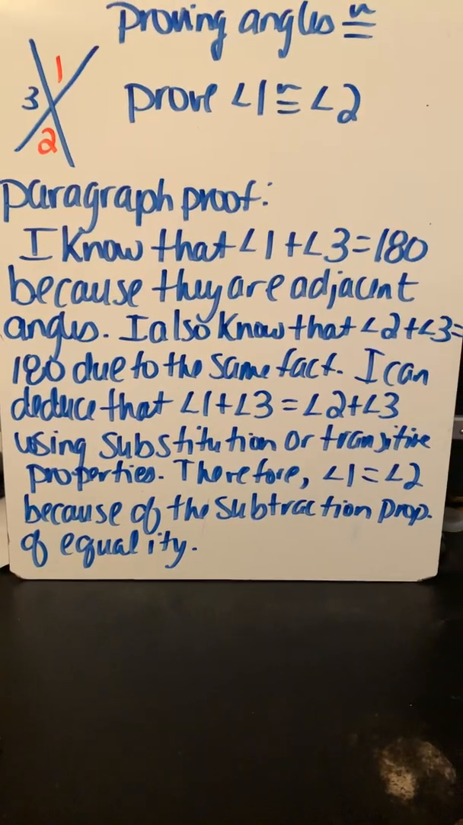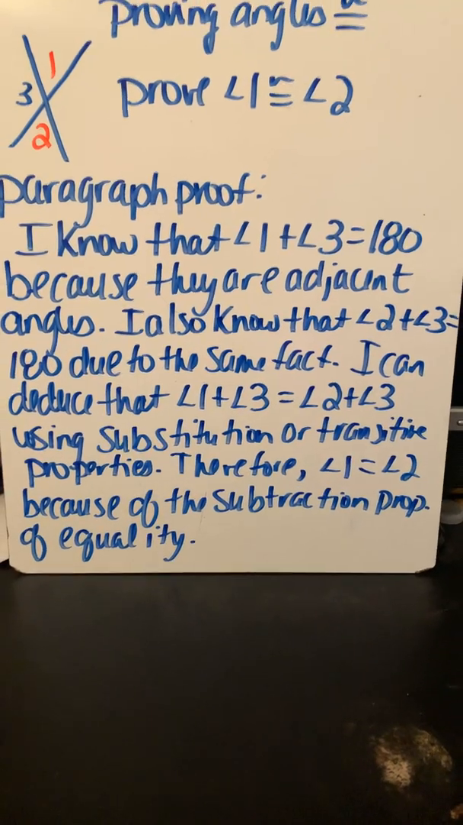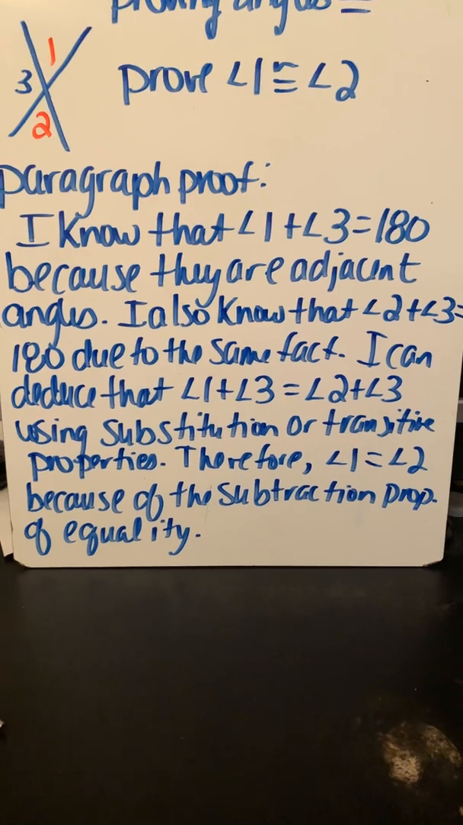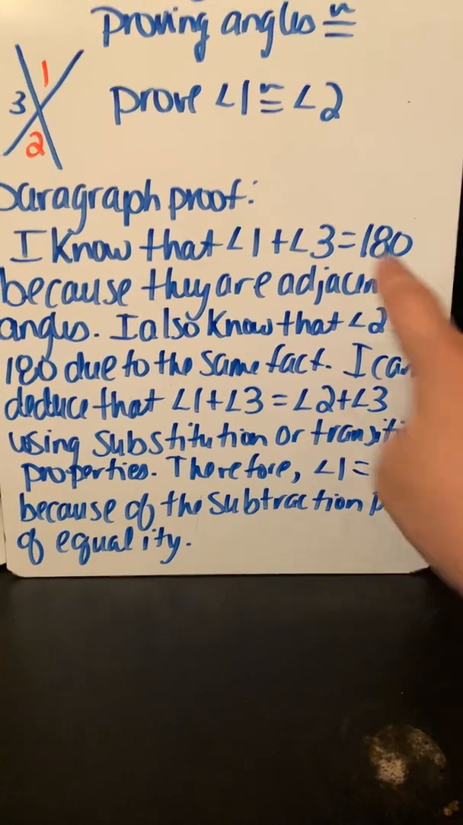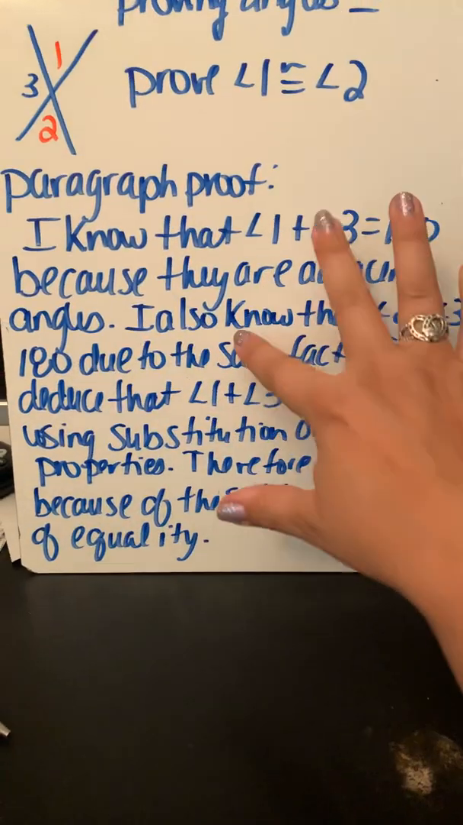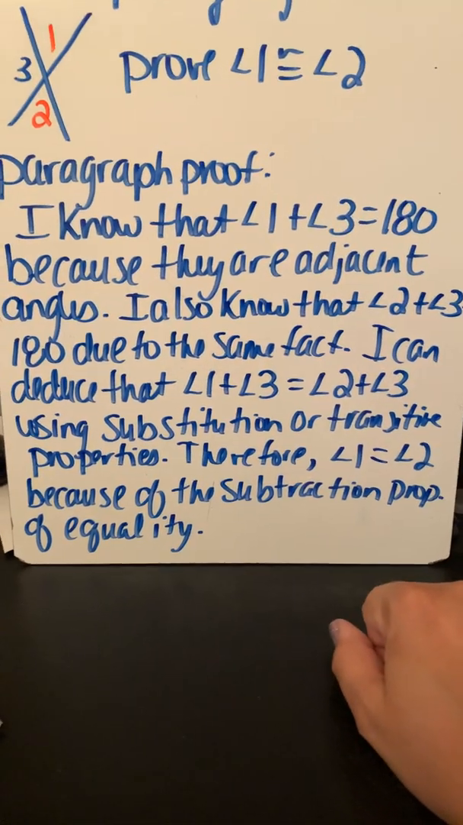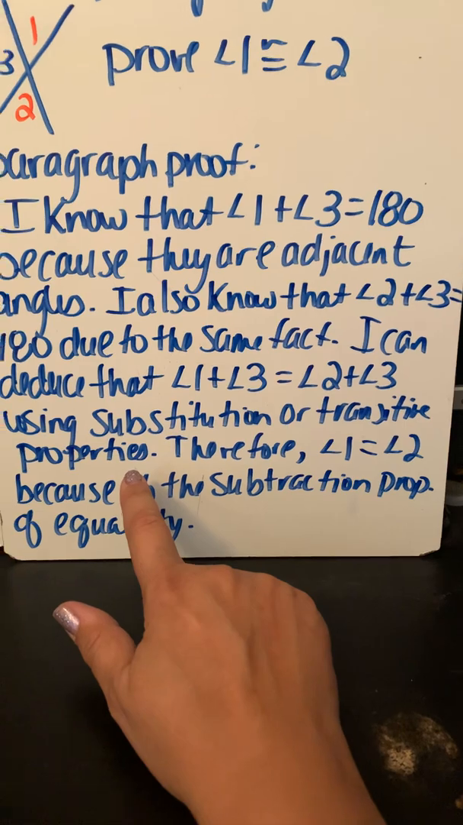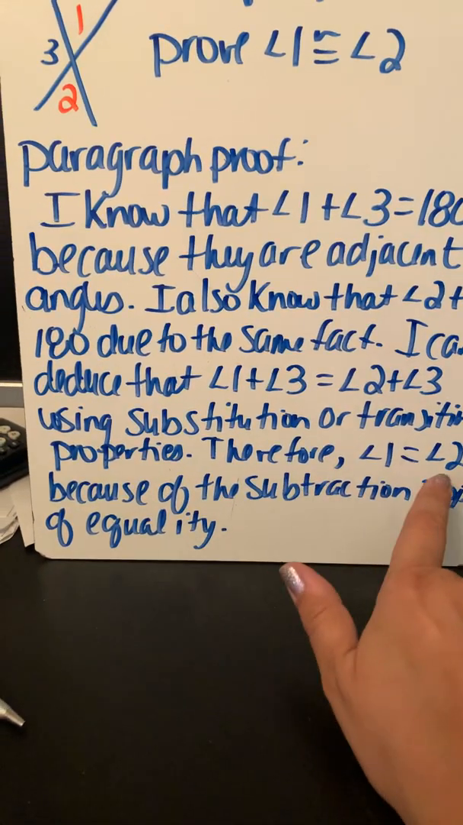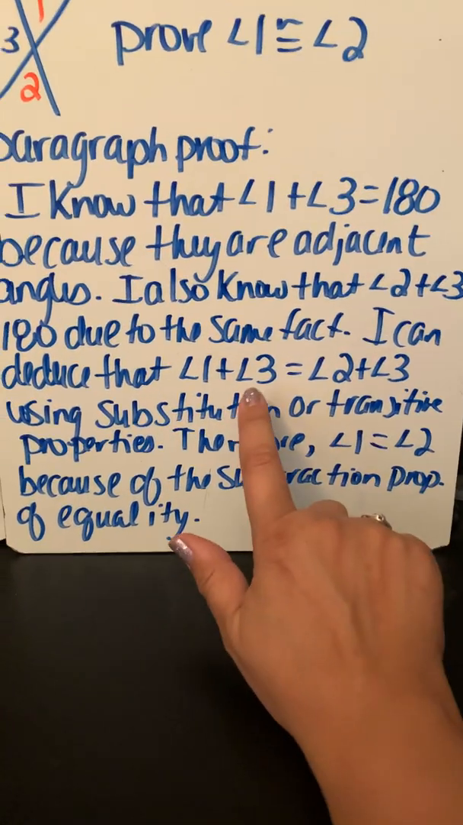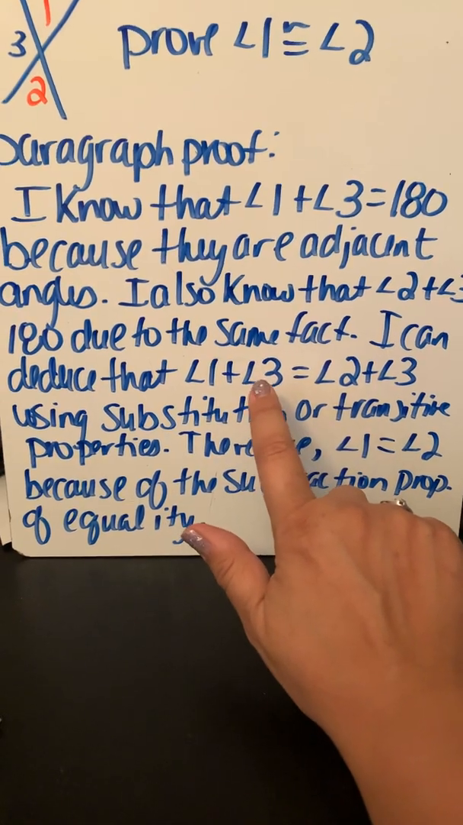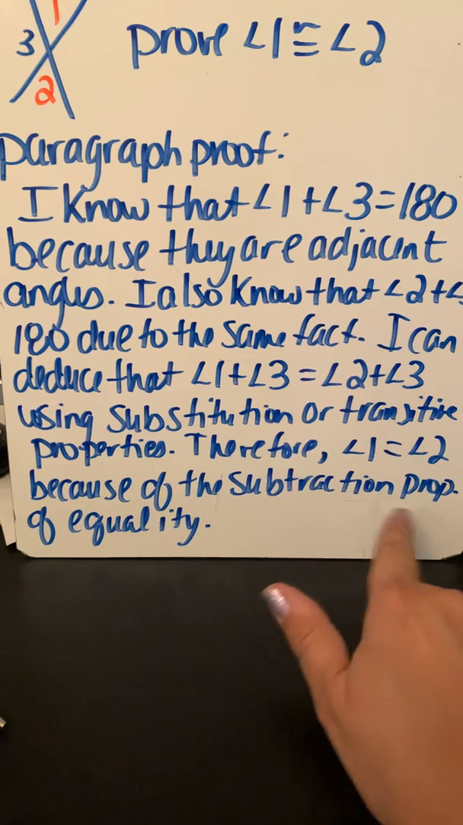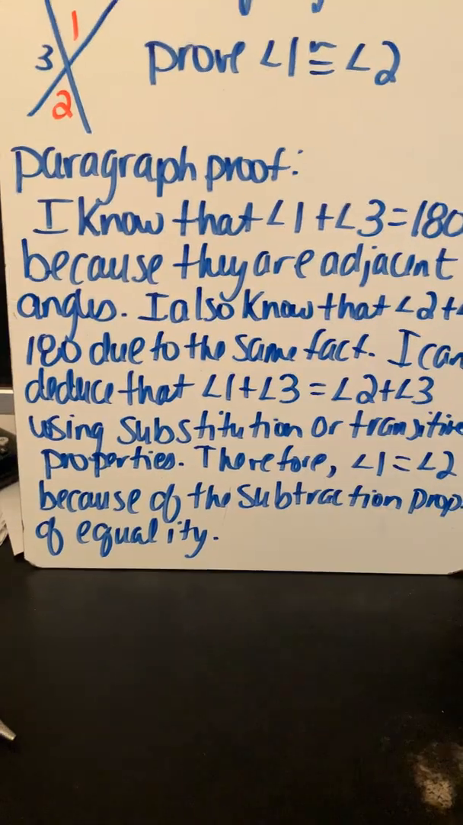Then I can deduce, and you probably wouldn't use the word deduce, but you get where I'm coming from, that angle 1 plus angle 3 is going to equal angle 2 plus angle 3. Why? They both equal 180, so I can set them equal to each other, using either the substitution or transitive property. Therefore, angle 1 equals angle 2. Why? Subtraction. If I subtract angle 3 from both sides, it's gone. Because of the subtraction property of equality, those two are congruent.